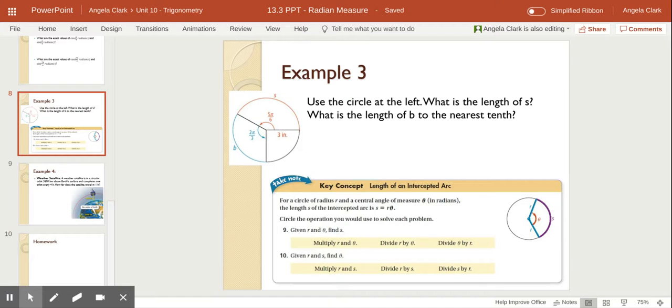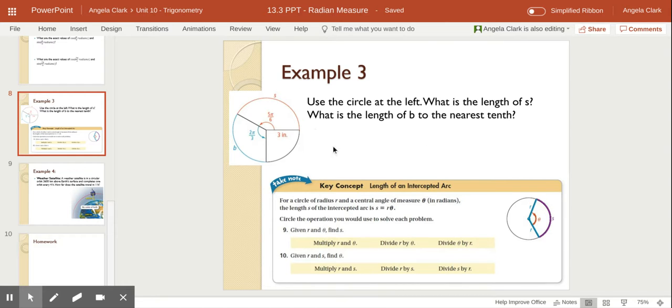Hey guys, this is 13.3 part 3. It's a lot of threes in that sentence. Okay, example 3. So in this video, I'm going to be talking about arc length.